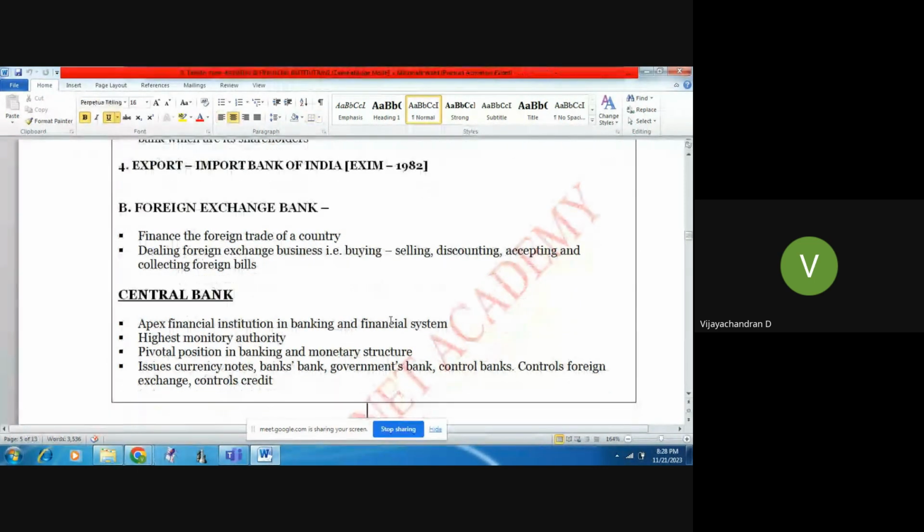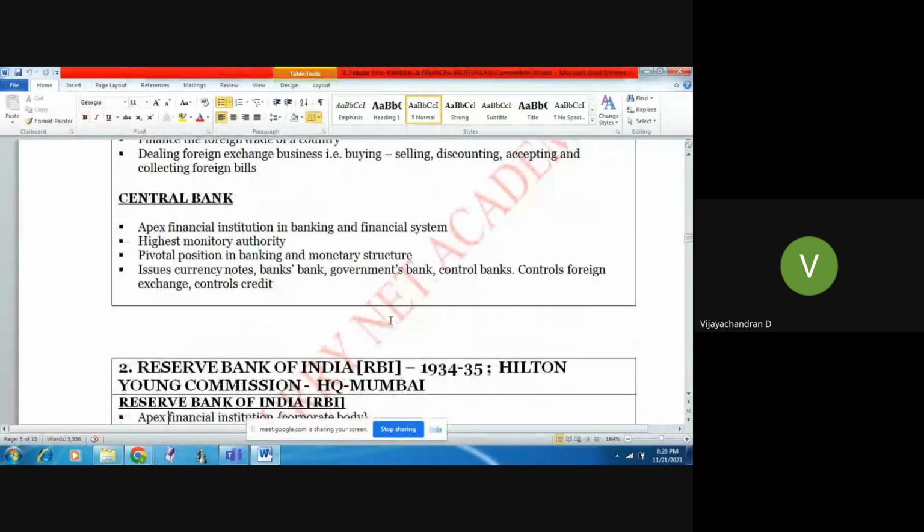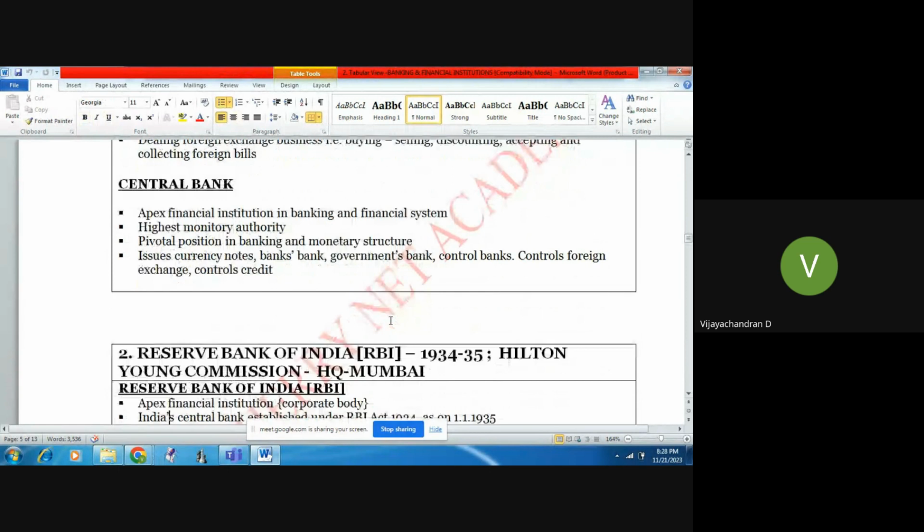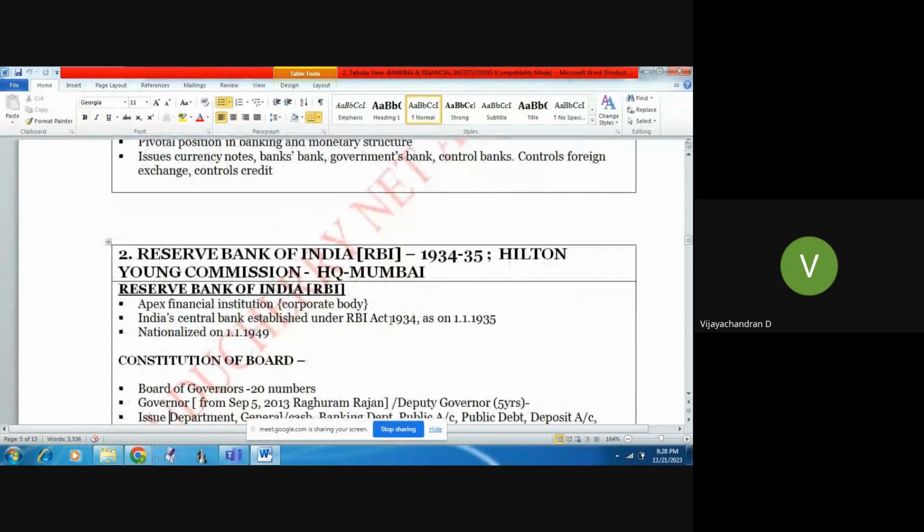And I'm coming to the RBI. RBI is the Apex Bank. I told you it was established in the year 1935, but nationalized in the year 1949. They may ask under which commission or committee the RBI was established. It may be asked in your examination. The committee is the Hilton Young Commission. The headquarters of RBI is Mumbai.